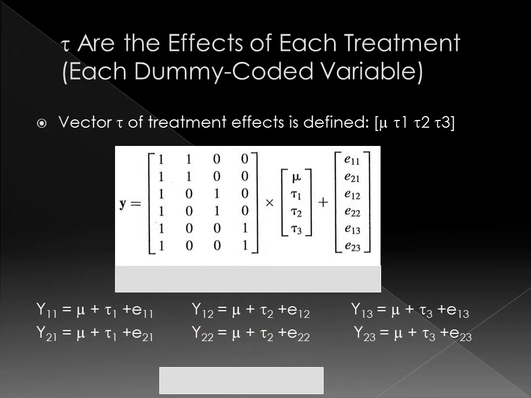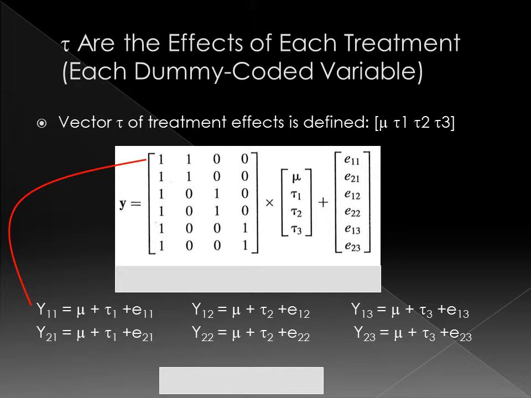Tau are the effects of each treatment, or the effect of each group. Vector tau of the treatment effect is defined as mu, tau 1, tau 2, and tau 3. Mu is the shared ground mean. Tau 1 is the effect size for the first group. Tau 2 is the effect size for the second group. And tau 3 is the effect size for the third group. So y equals the membership multiplied by the effect of each treatment plus the error term.